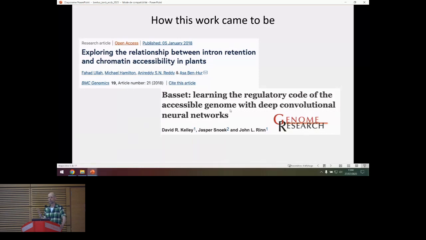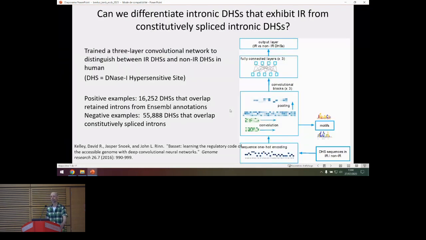Around that time, a lot of you probably saw the Bassett paper that revolutionized how we look at regulation of chromatin structure. I happened to talk to David Kelly at an ISMB around that time, and I asked him what he thought about trying to analyze intragenic sequences with this. He said, I don't think this is going to work, but we still tried it. And this is what I'm going to discuss next.